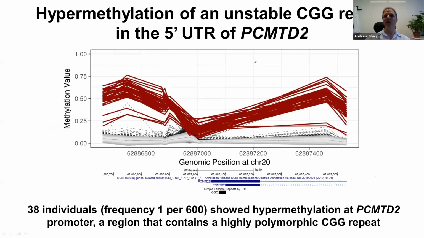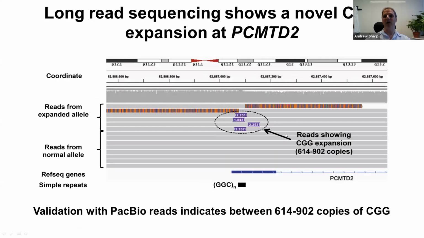Here's this other locus, PCMTD2. We observed 38 individuals with this gain of methylation, so that's a pretty common event, 1 per 600 in the population. Again, an underlying CGG repeat, which when we do PacBio sequencing, we see reads containing between 600 and 900 copies of CGG. So again, a novel repeat expansion causing this hypermethylation event.